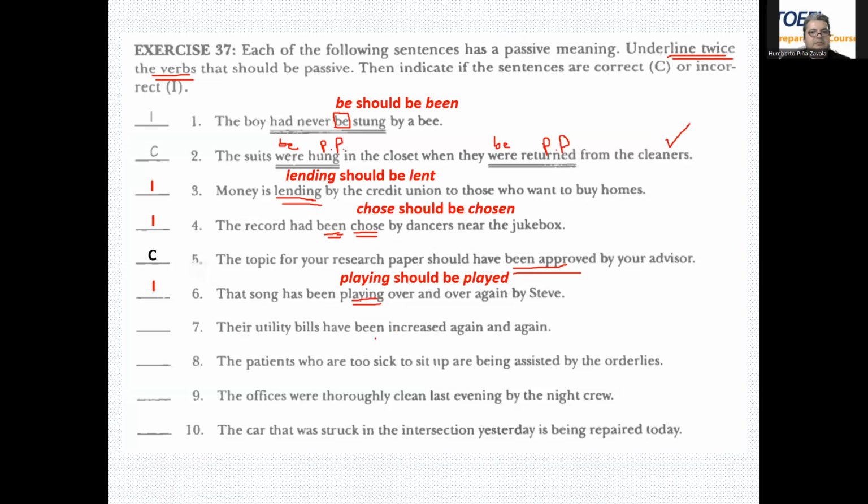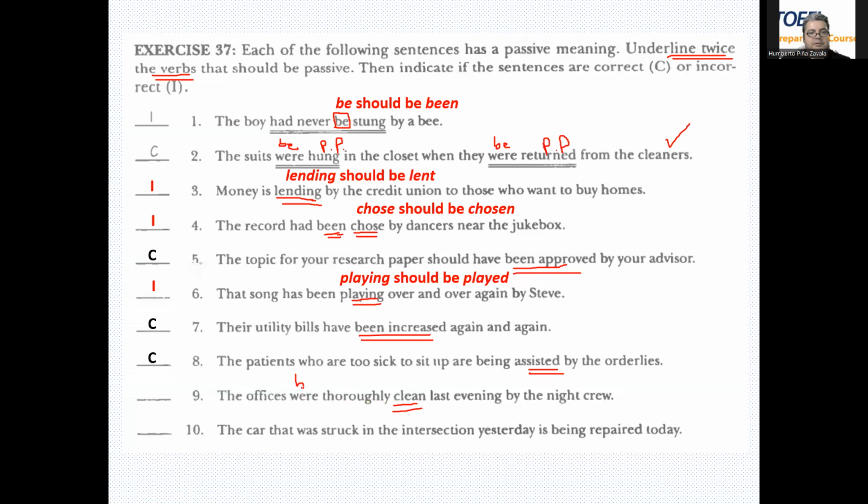The utility bills have been increased again and again. So we have the correct form of the verb be after have, and the main verb in the past participle. Yes. The patients who are too sick to sit up are being assisted by the orderlies. Okay, this is passive voice in the present continuous. It's fine.